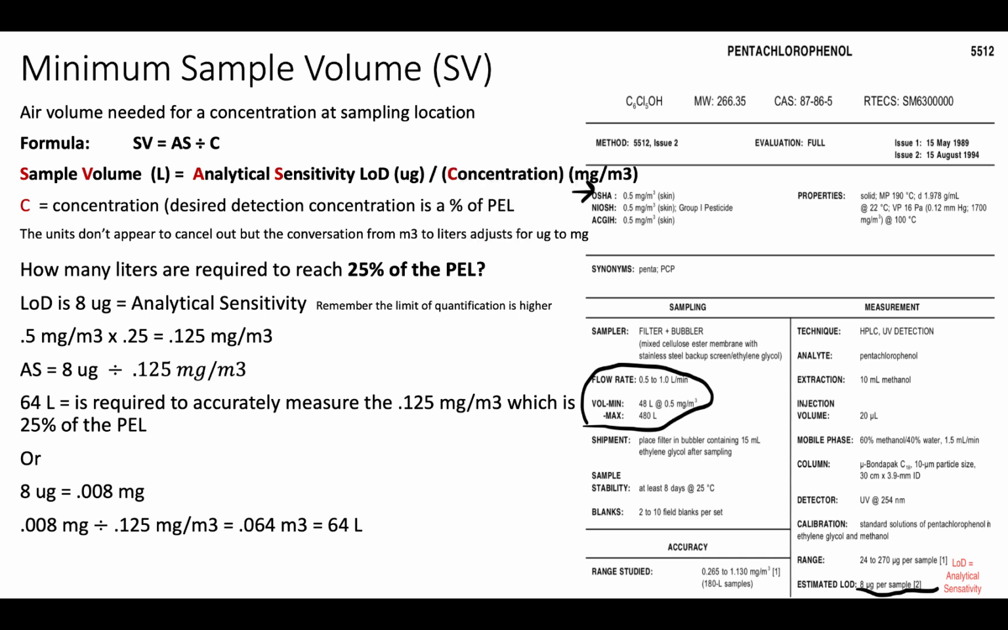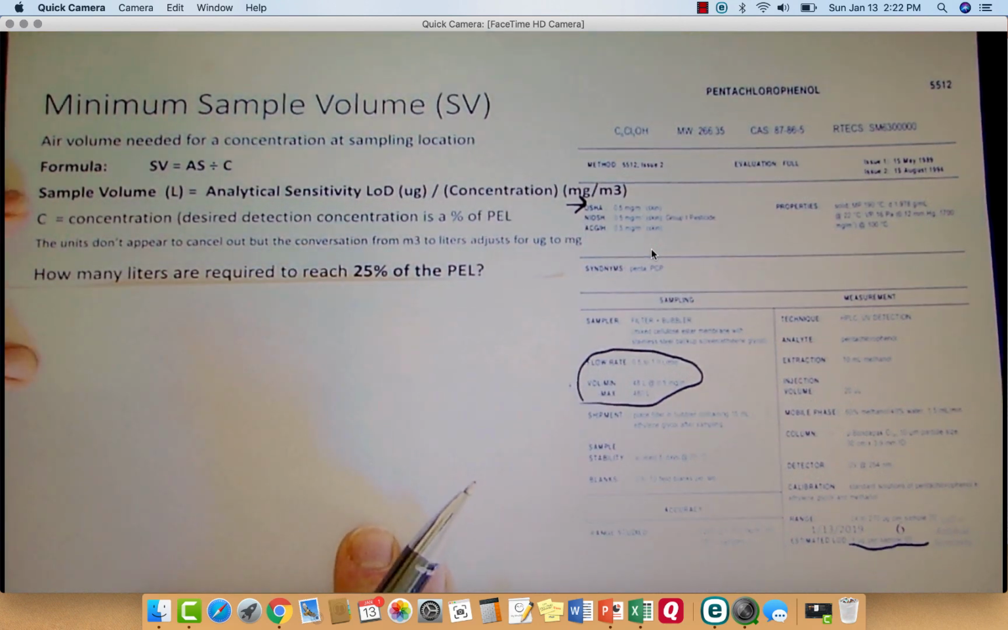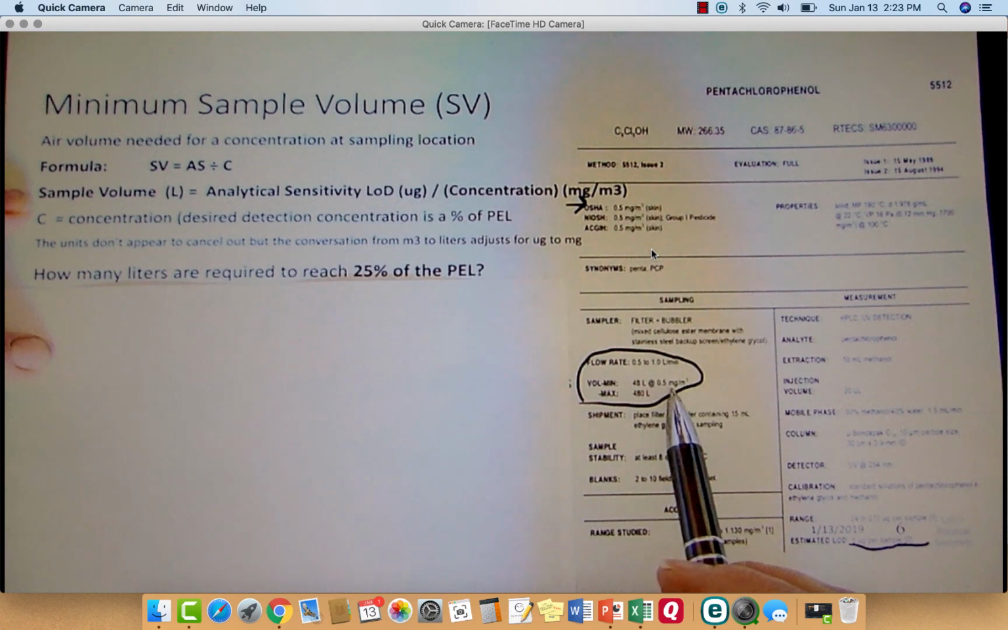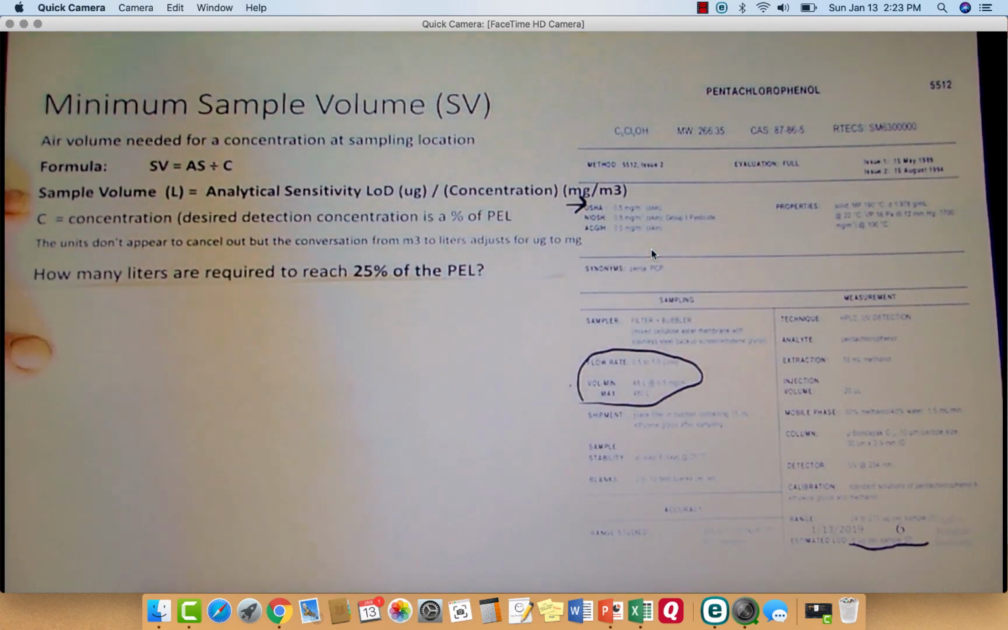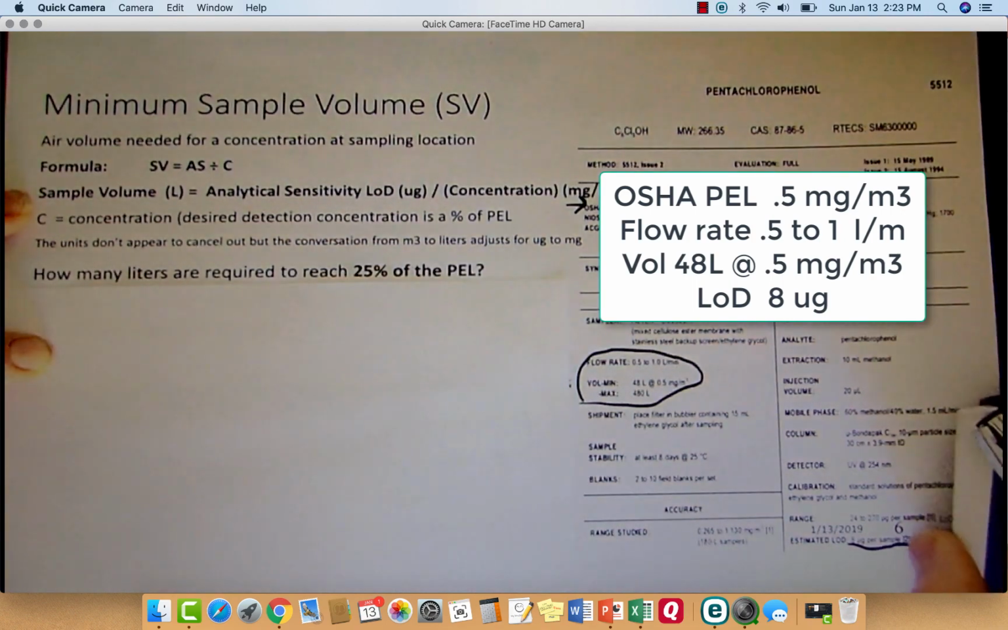Now, just having this formula, I'll go forward and do a calculation for you to show you how to calculate the minimum sample volume given some unknown concentration in air. So we're going to do a calculation to determine our minimum sample volume to reach some percentage other than 100% of the permissible exposure limit. To use this formula, you have to choose some percentage of the permissible exposure limit. And just arbitrarily, I'm going to choose 25%.